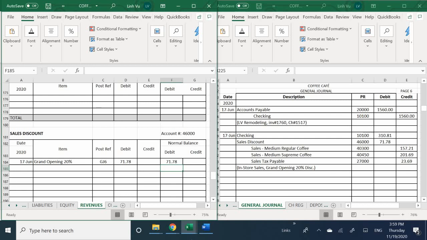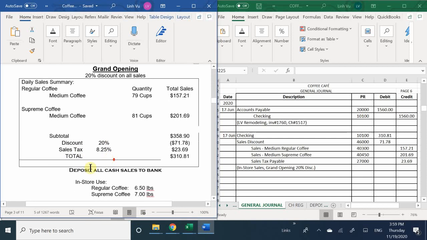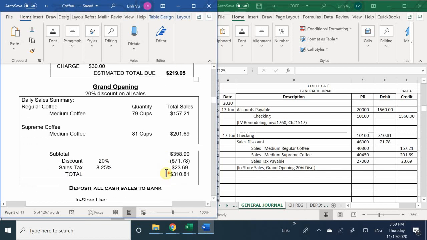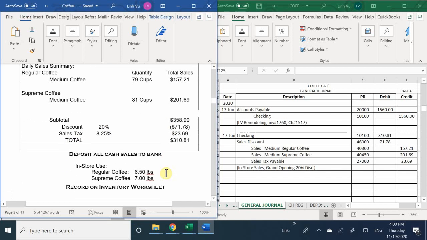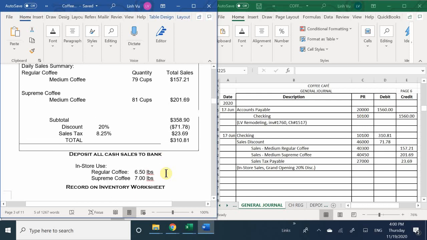So good. Now that you completed that transaction, we are done with this transaction. We've already deposited our money into the bank. All right, so what has happened next? It says in-store use: regular coffee, 50 pounds, and supreme coffee, 7 pounds. Record on inventory worksheet. Okay, so we have an inventory worksheet problem that we need to update.